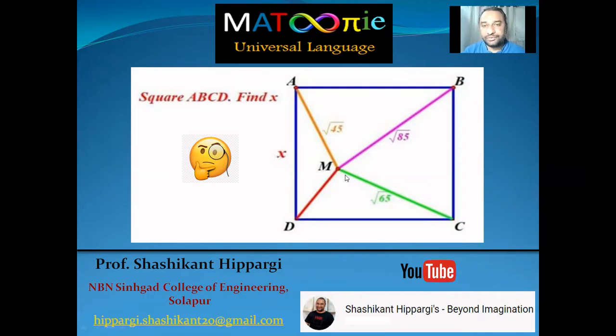Now, if you look at the diagram, some of the students have thought that this value could be 90 degrees, which is a wrong assumption. It is not given in the question, so you cannot assume that this is 90 degrees. It is not given in any way that these are the angles which are 90 degrees.